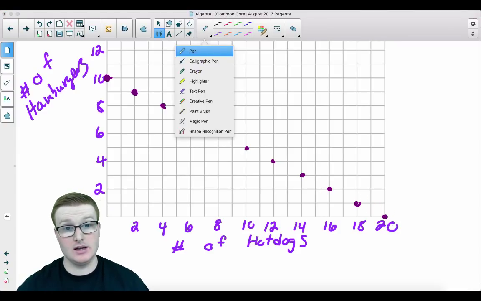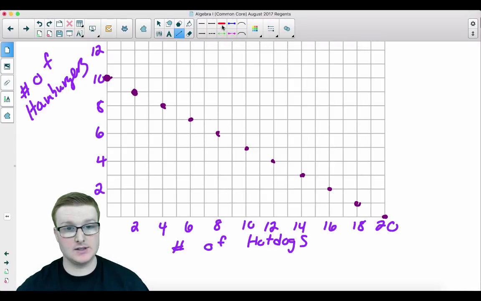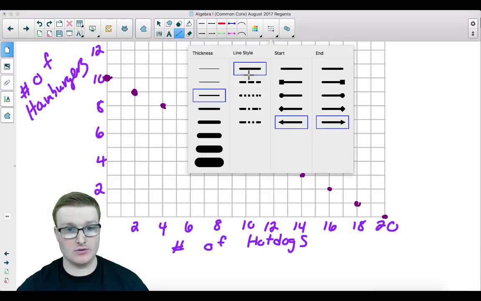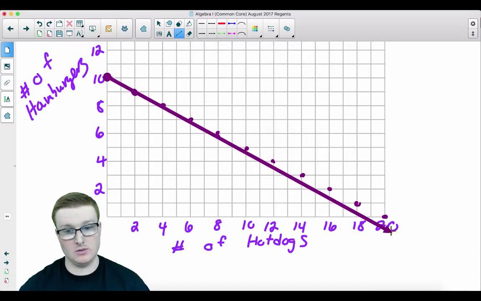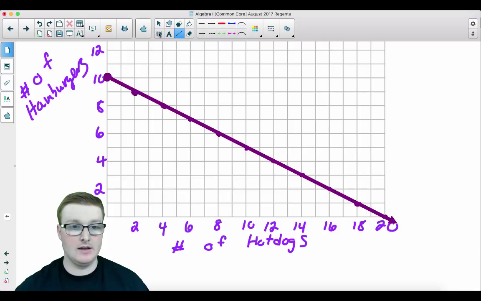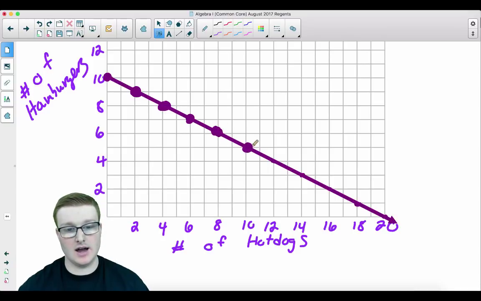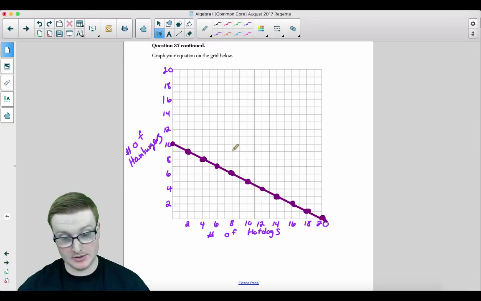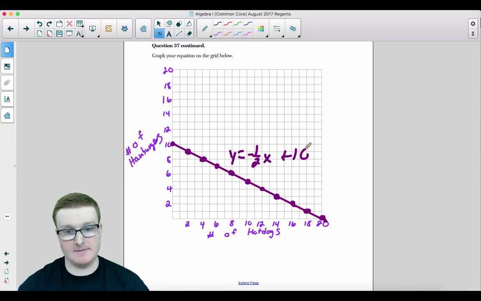That's your line, folks. All right, so this is the line of this graph. So here all the way down to here. Let me make those points a little bit bigger, and you'll see why in a moment. Okay, so this is the line that we have. That's it. And you can label it too: y equals negative 1/2 x plus 10.